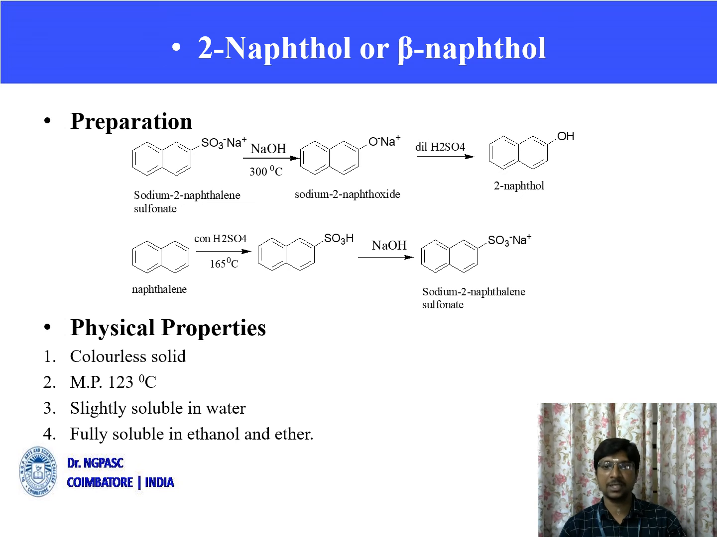and the same reaction condition we are applying, and finally the intermediate compound, sodium 2-naphthoxide ion, is formed, and this intermediate compound is treated with dilute sulfuric acid to form the 2-naphthol. And before that, how can we prepare the sodium 2-naphthalene sulfonate? It is prepared from naphthalene compound.